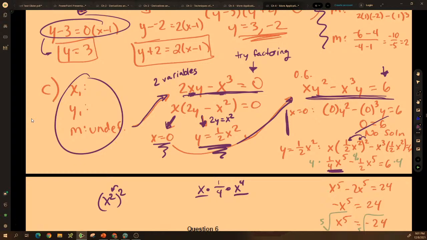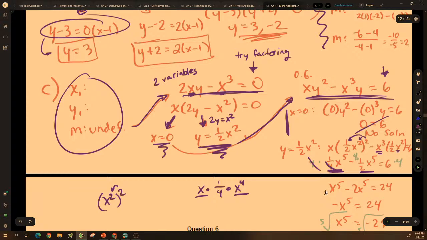Then minus x cubed times x squared gives another x to the 5th, but this time it's 1/2 x to the 5th equals 6. I absolutely hate fractions. So because I don't like fractions, I am going to multiply each denominator by 4. Okay, and then those cancel.